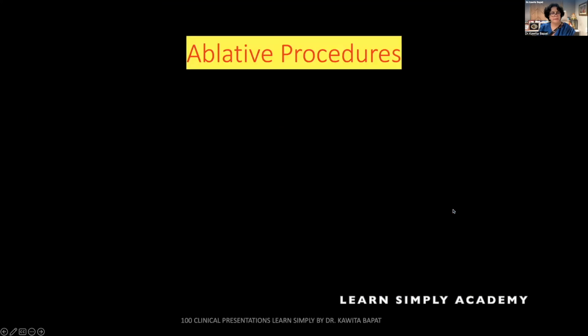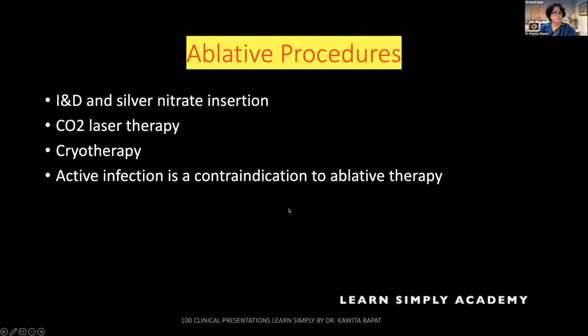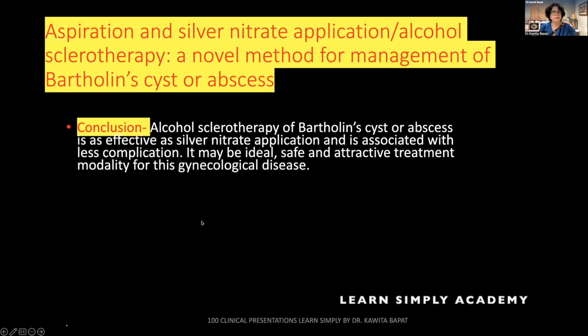keeping the sutures, and opening it like that. Now there are also ablative procedures, with silver nitrate insertion and carbon dioxide laser therapy. We sometimes do cryotherapy, and active infection is a contraindication for ablation therapy. It's a chronic, long-standing one, and if the pus is there, we can do it.